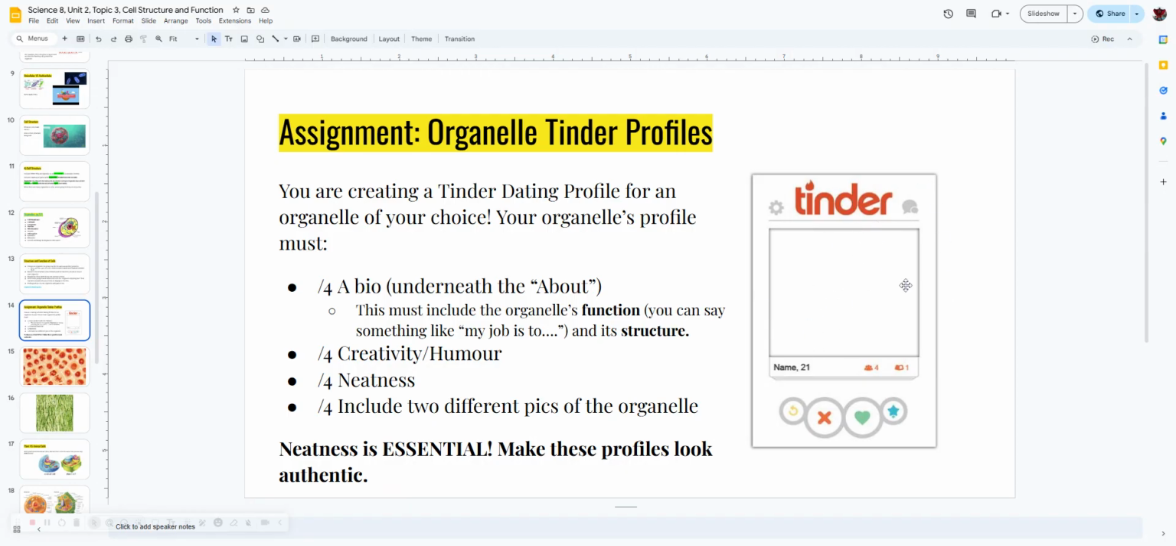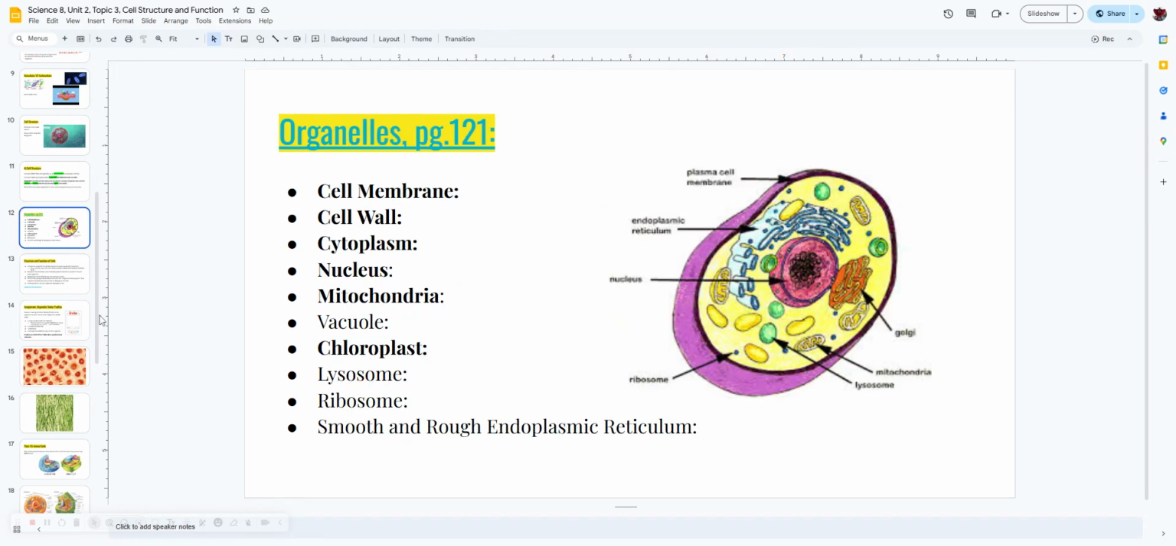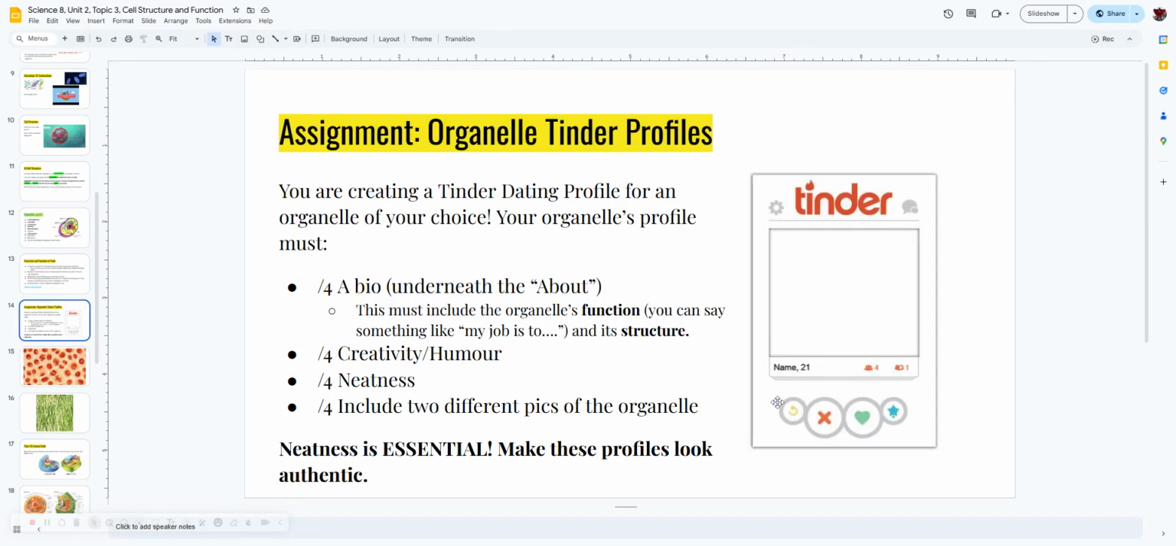You'll also write a bio. The bio is not only going to be funny, but it's also going to reflect the function. So maybe a nucleus would say, "I'm a highly intellectual person. If you want to know how to get something done, ask me because I have all the blueprints." So the bio is going to reflect the function of the nucleus. You might even want to talk about the structure as well. If you're doing a mitochondria, the bio might say, "Hey, if you like energy, you'd love me because I'm the powerhouse of the cell."